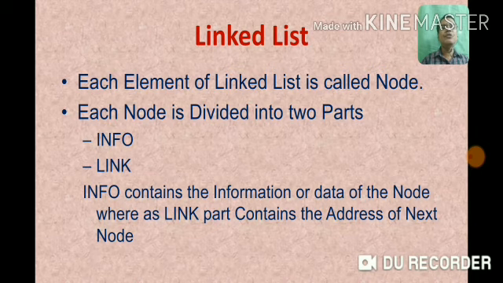In an array we store the elements at locations: A of 1 is the first element, A of 2 is the second element. Similarly, in a linked list the info part will contain the actual information or actual value of the node. In the link part, which is the second part, the address of the next node will be present.